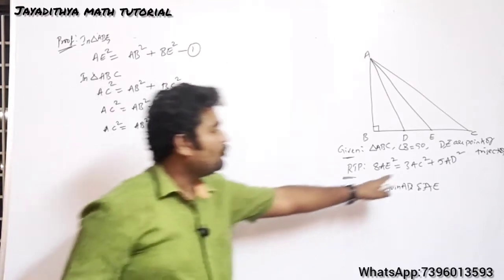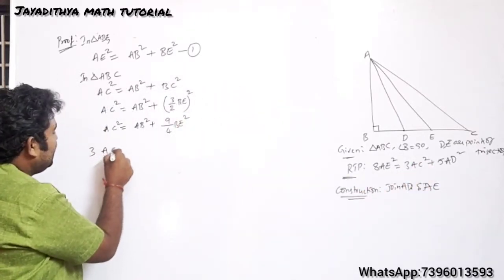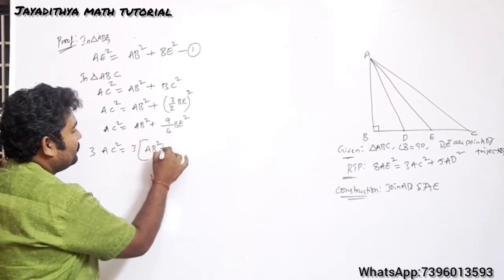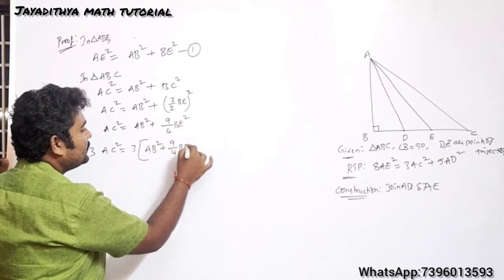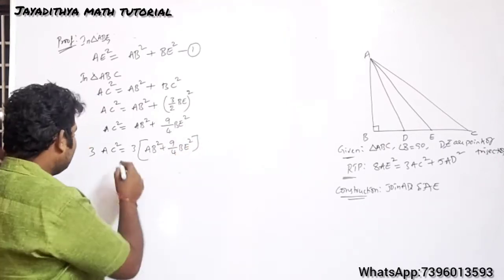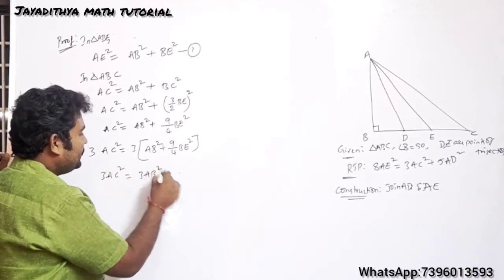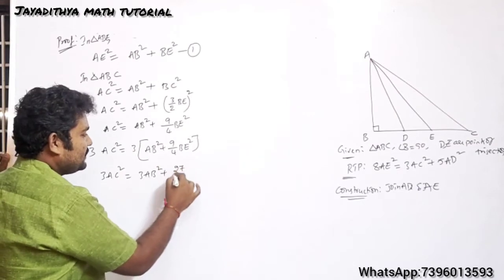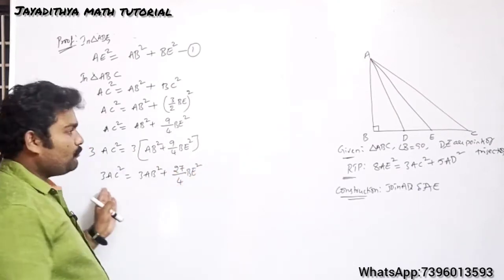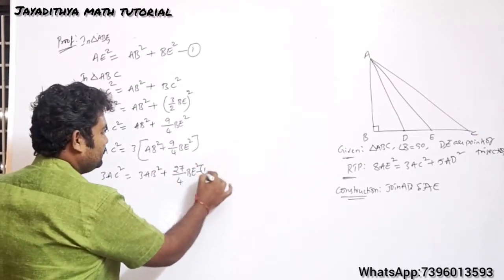But what we want here? We want 3 times of AC square, right? So what will be 3 times of AC square? So 3 AC square will be equal to 3 times of AB square plus 9 by 4 BE square. Clear? So this is 3 AC square is equal to 3 AB square plus 3 nines are how much? 27 by 4 BE square. Clear now? Right. So I want 3 AC square, so I have derived 3 AC square. Let us take this as equation 1.